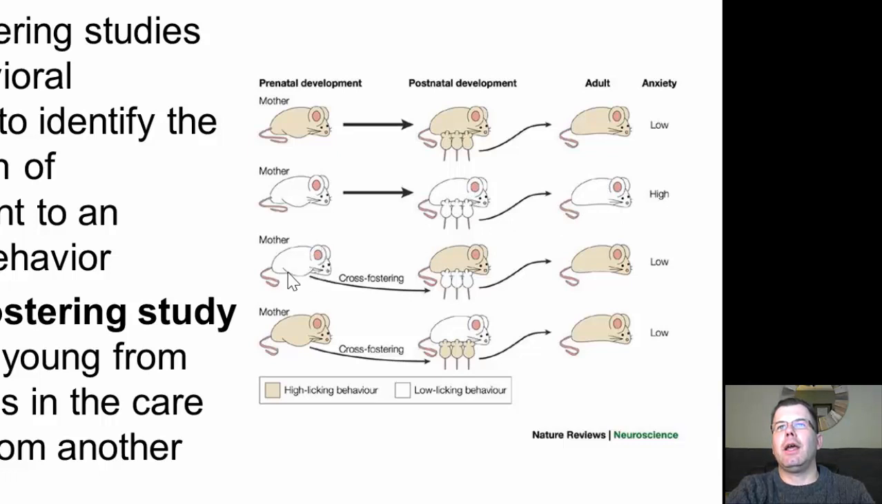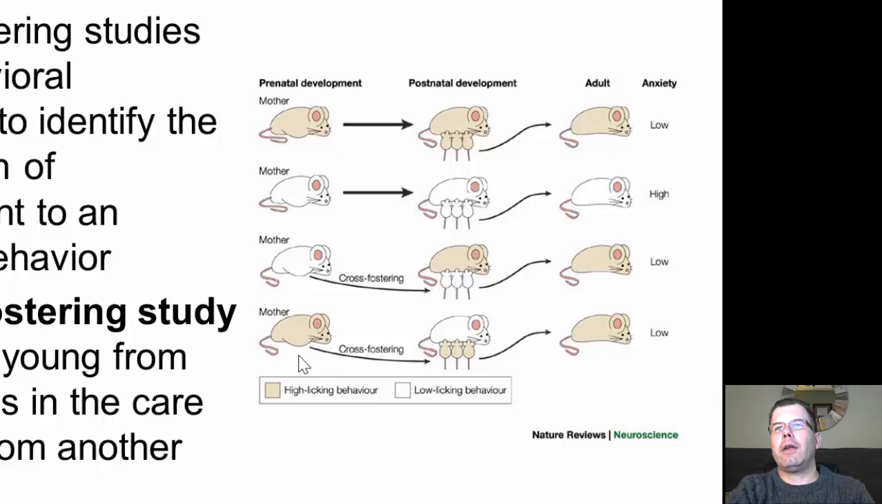Now if you take a mother who has offspring, but they are put with a mother that has, again, the high licking behavior, and I think this is supposed to be white, what happens is these white mice actually develop low anxiety, learning it from the mom to be, again, low anxiety.